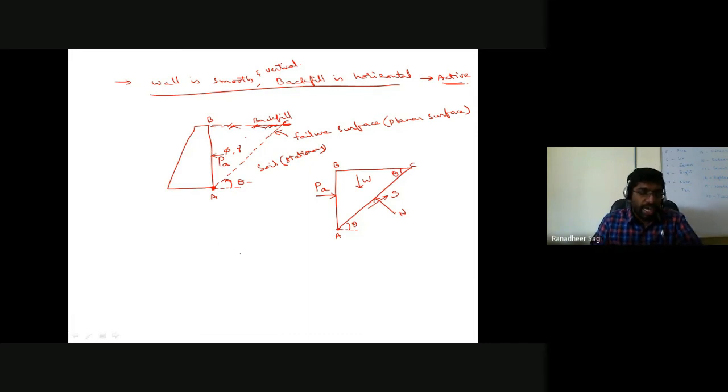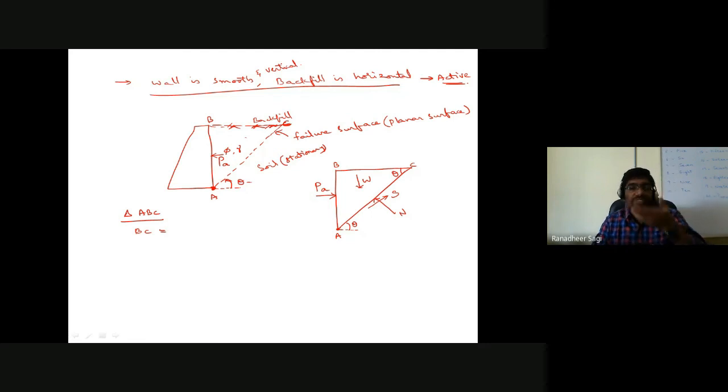Once the free body diagram is done, I can talk about the equilibrium condition. But before that, I should first know the weight of that particular soil wedge which I am looking at. So for that, I can consider the triangle ABC. In the triangle ABC, I'll quickly calculate what BC is.